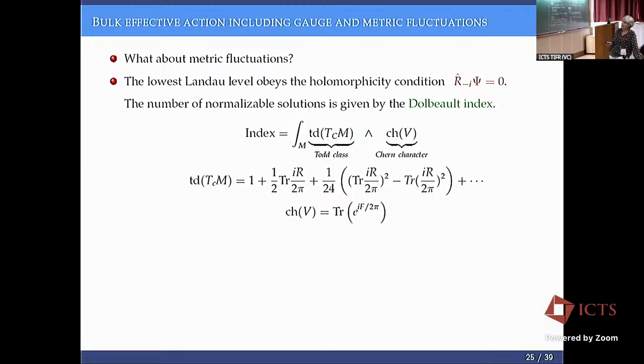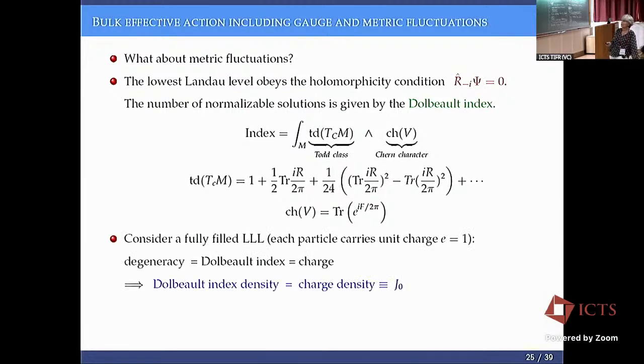But the index, because it's the number of the normalizable solutions, is also the degeneracy in the lowest Landau level. Okay, so we are going to consider a fully filled lowest Landau level. There the degeneracy is going to be this index. But if we think that each state is filled by a particle that carries a charge e equals 1, let's say, this is also the charge.